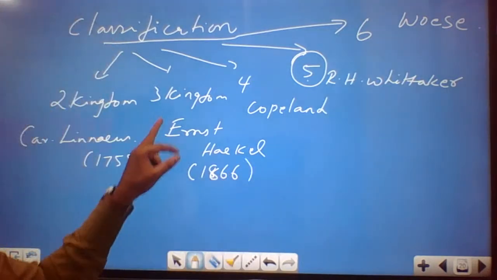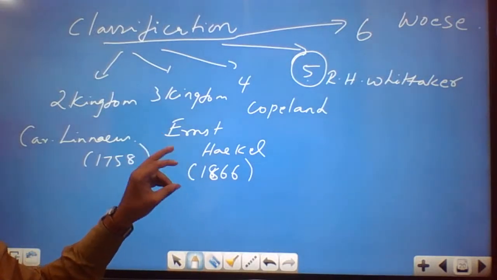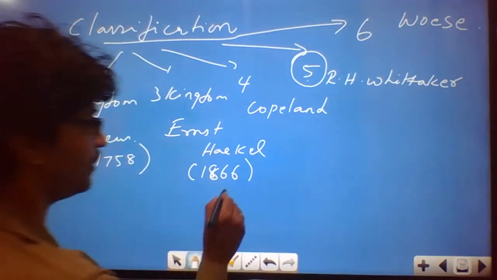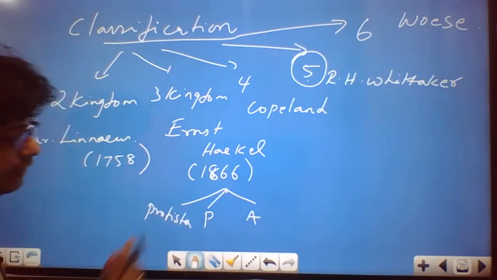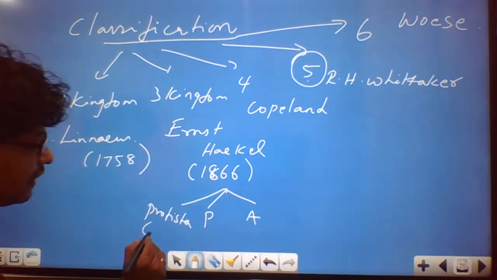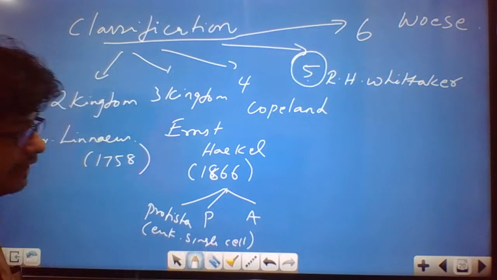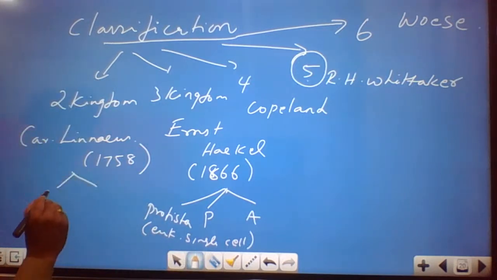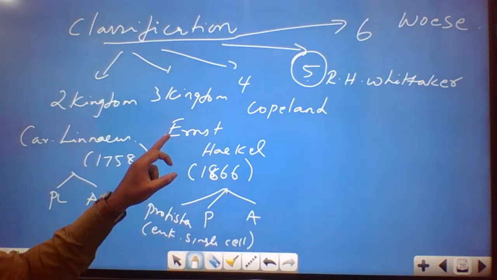In 1866, Ernst Haeckel proposed the three kingdom concept, but along with the animals and plants, he also included something called Protista. That is, single-cell eukaryotic organisms were also included. But Carolus Linnaeus classified only the plants and animals, only these two kingdoms. Okay, fine. So two kingdom concept, and then we have the three kingdom concept in 1866.